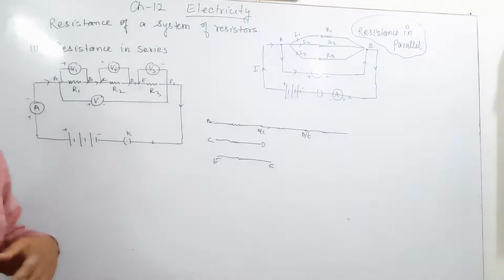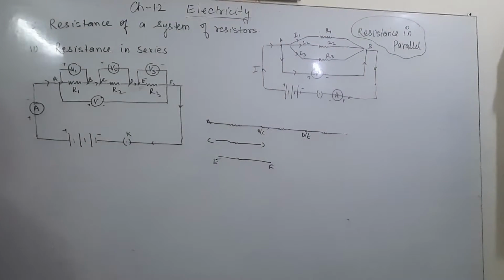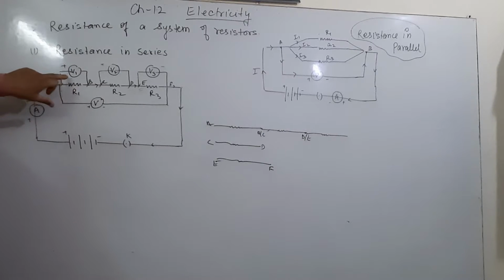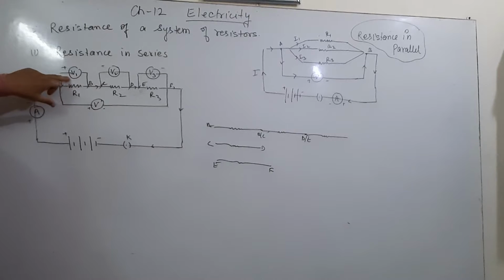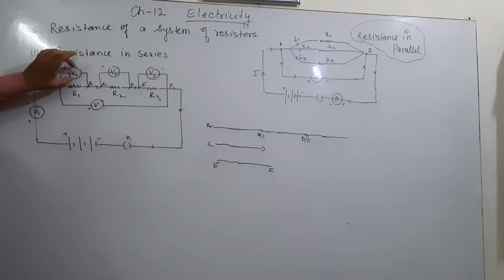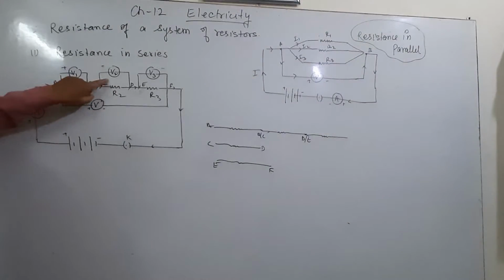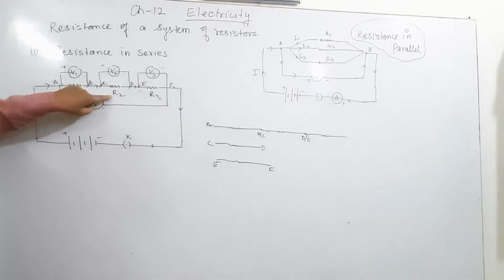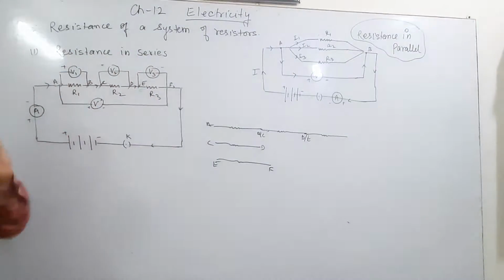What happens to the current or to the potential difference? First, here is the resistance which is connected to the voltmeter, which is used to measure the voltage of this resistance, and this is V2, the potential difference of the second resistance. It will measure the potential difference for the third resistance.